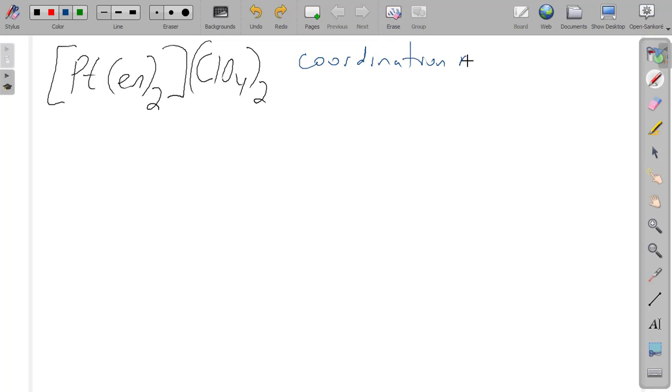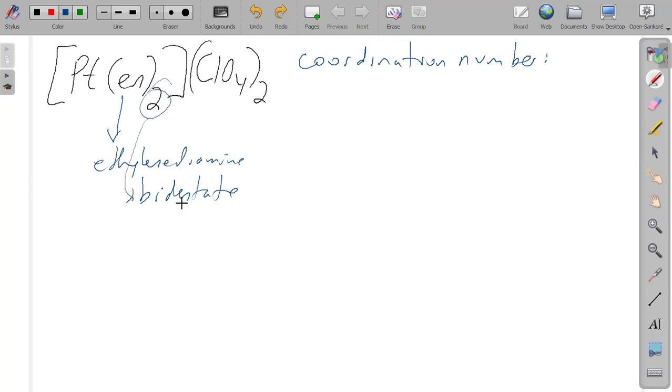coordination number, en, ethylene diamine, and that is bidentate, because you remember this, you've studied it now, right? And you remember that ethylene diamine is bidentate, and there are 2 of them, so that's going to give 4. That has a coordination number of 4, because there's 2 of them, and each one is bidentate, so that gives me a total of 4 bites into that platinum metal.